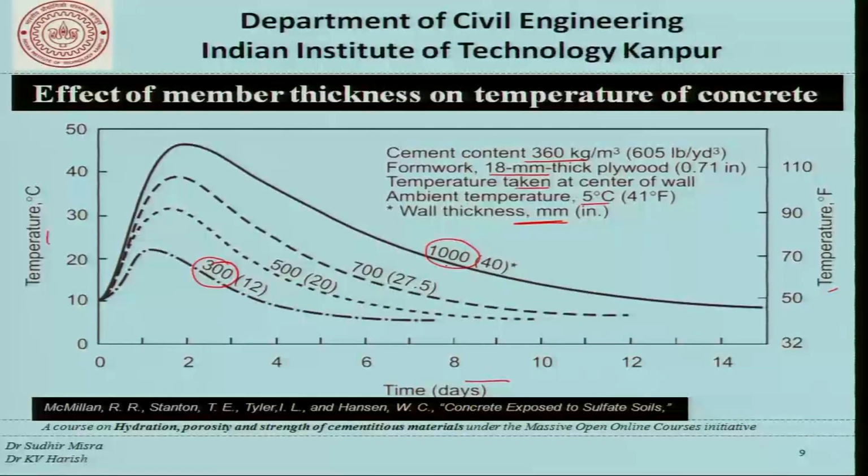Now 1000 mm is a meter and 300 mm is about a foot, about 12 inches, this is about 40 inches. If the thickness is changed, the maximum temperature that is reached changes by as much as about 25 to 27 degrees centigrade. Secondly, the time at which this peak occurs is also not the same in the two cases.